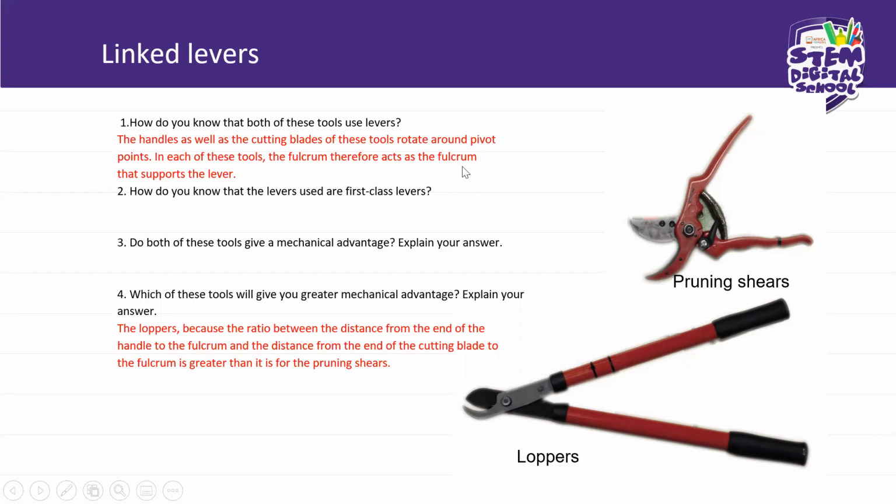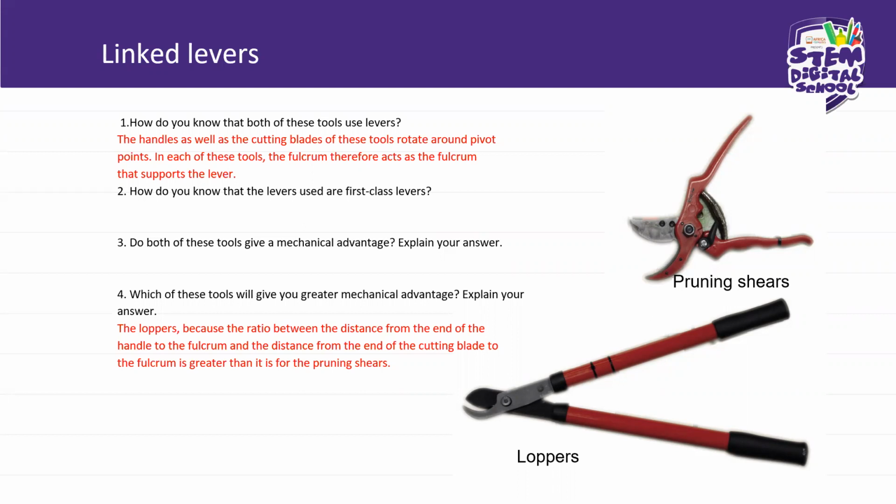That's your answer. The handles as well as the cutting blades of these tools rotate around a pivot. You see a pivot there, okay? The fulcrum. You can see the fulcrum. So this is one lever. Yes, they are levers. There's a pivot in the middle. Very good, very good. There's a pivot, so it's a combination of two levers. Okay.